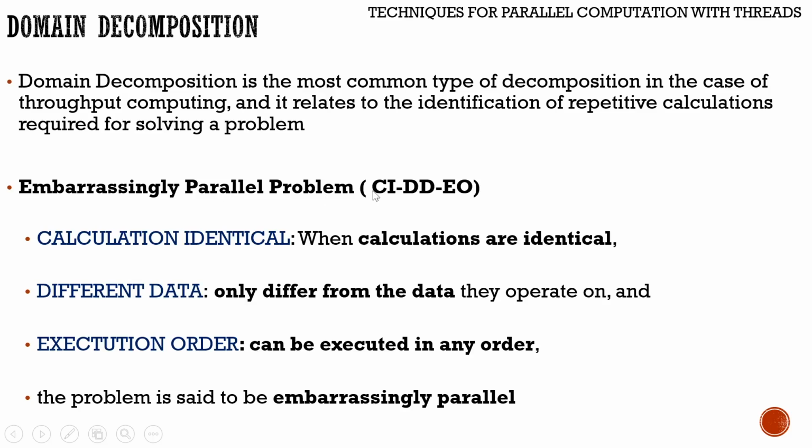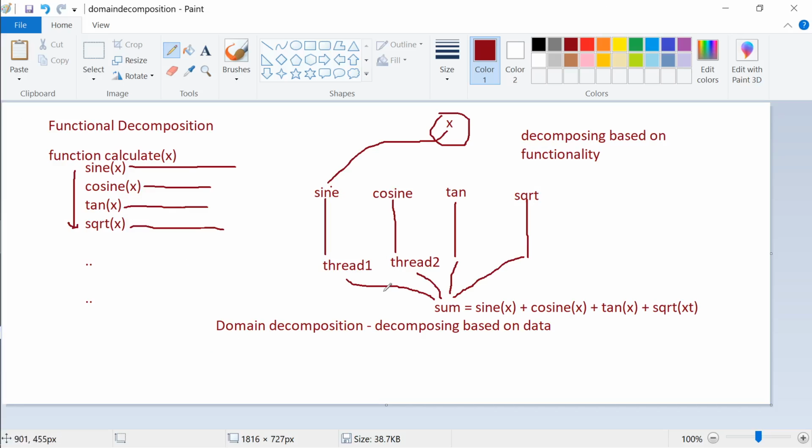An embarrassingly parallel program has these three attributes. The calculations are identical for each and every operation. They only differ by the data that they operate on, and they can be executed in any order. As far as any order is concerned, it means it doesn't matter whether... we can also speak about that.